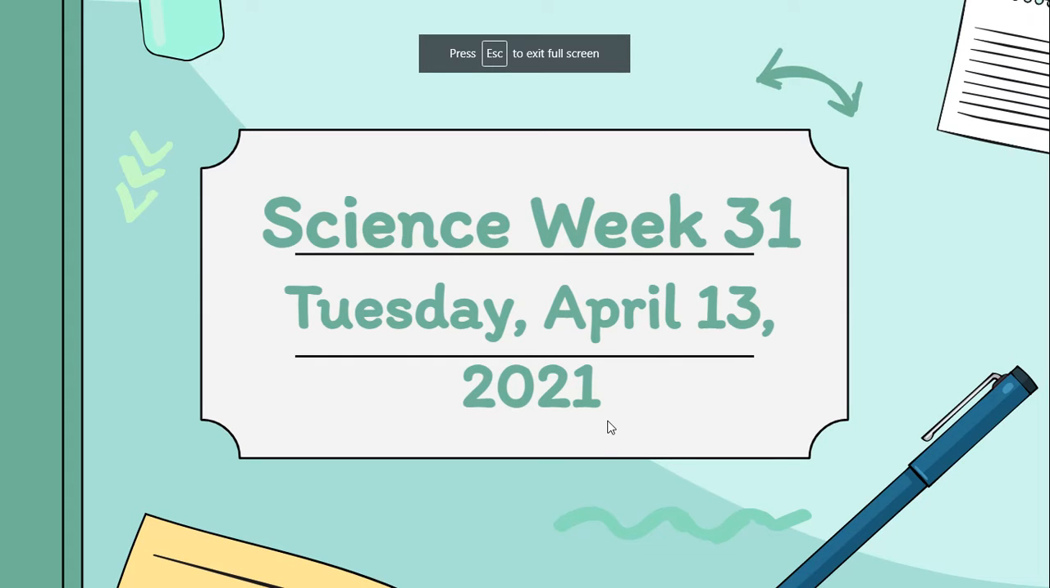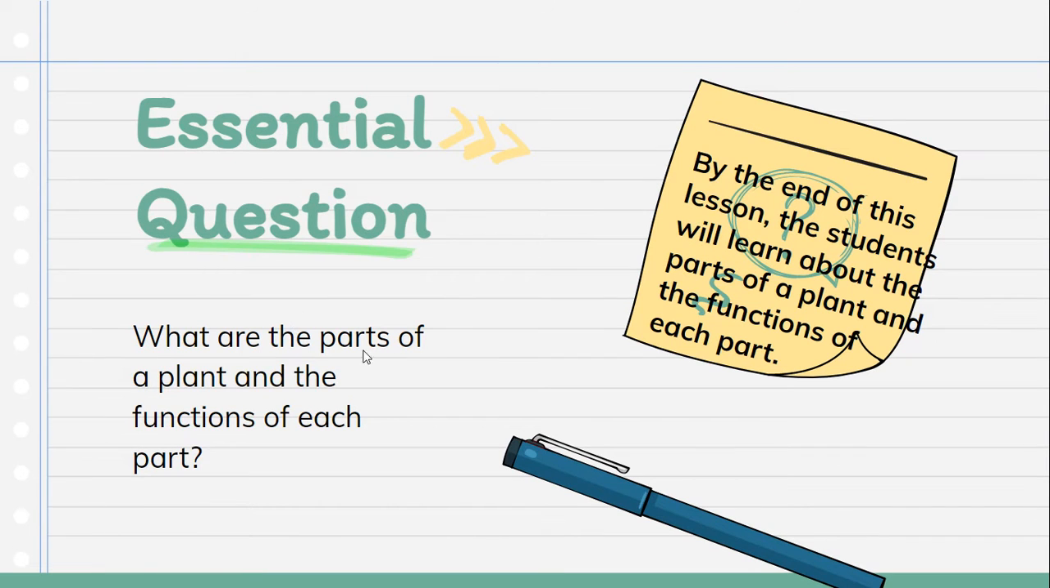Welcome to Science for Week 31. This is Tuesday, April 13th, 2021. Our essential question is, what are the parts of a plant and the function of each part?